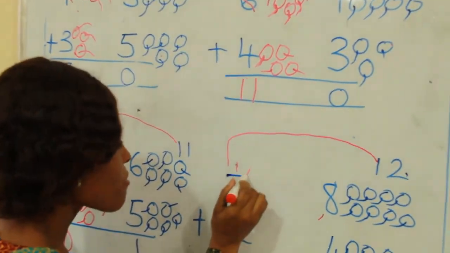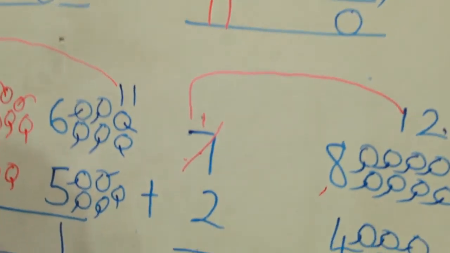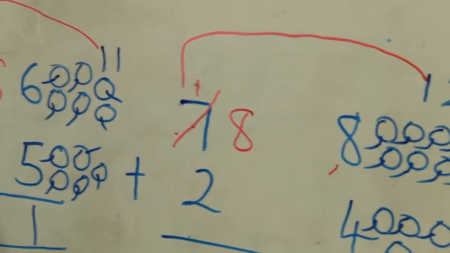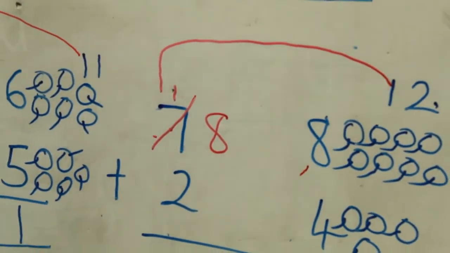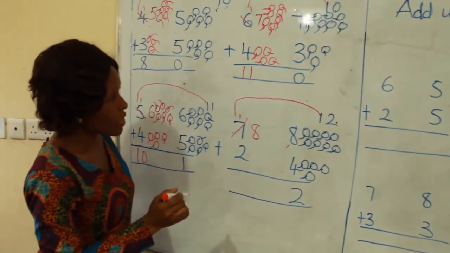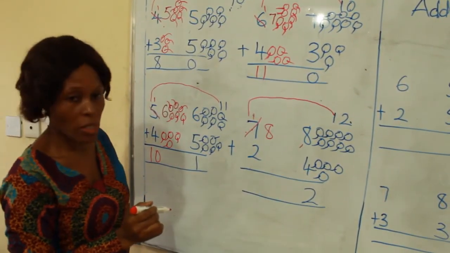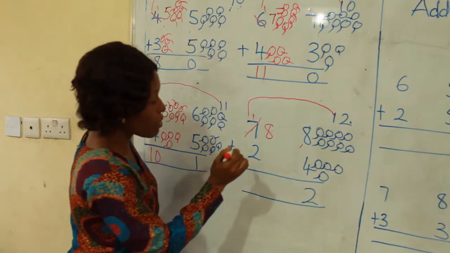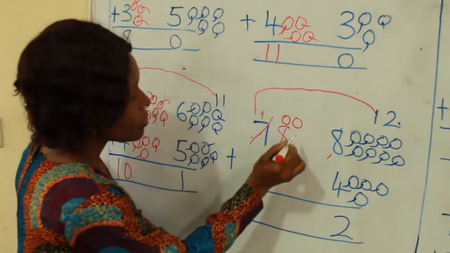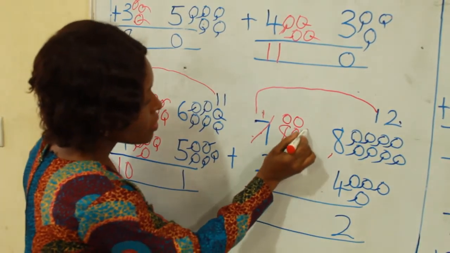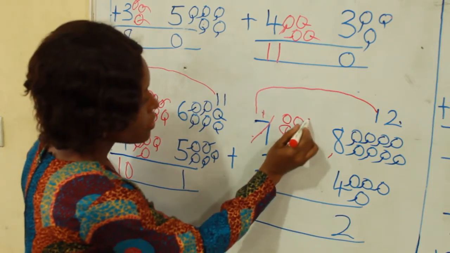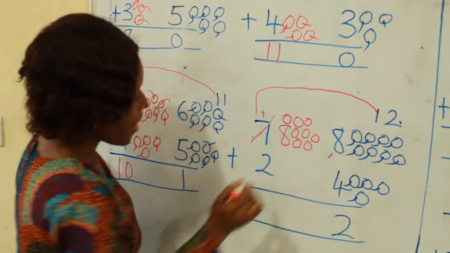You come here after cancelling off the 7 because the answer is no longer 7 there. It becomes number 8. And when you get your answer, what should you do next? You're going to draw 8 counters for number 8. Now children, we're going to draw 8 counters for number 8. Count along with me. 1, 2, 3, 4, 5, 6, 7, and 8.